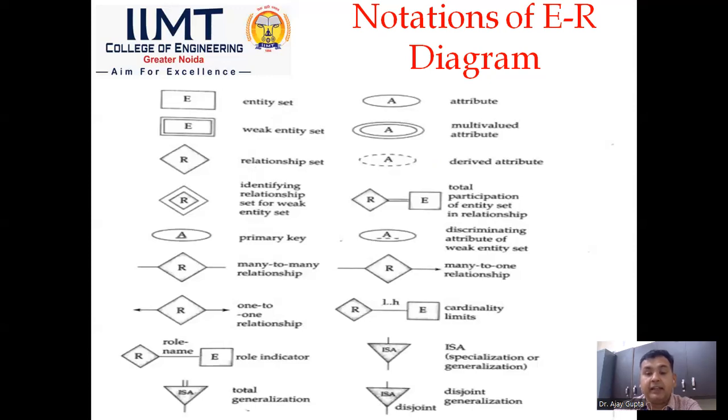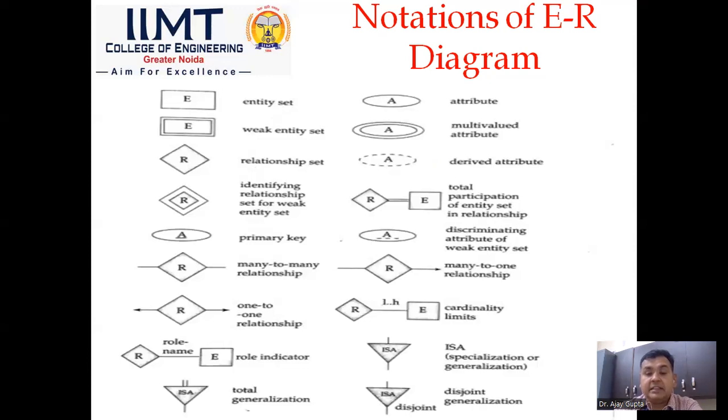Then cardinality limits. Cardinality limit means how many instances of one class is connected with how many instances of another class. This is known as cardinality limit. Here it is shown as 1:h, means at left side there is one instance and at the right side there is h number of instances.